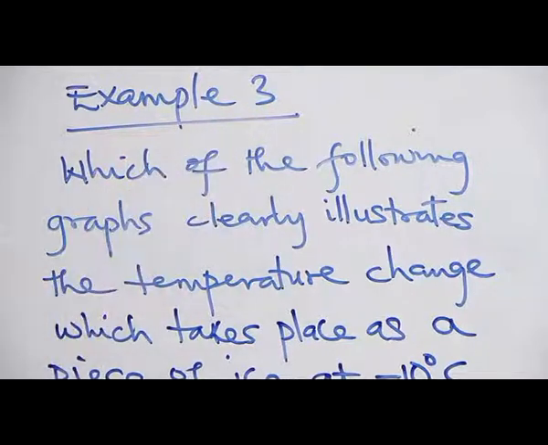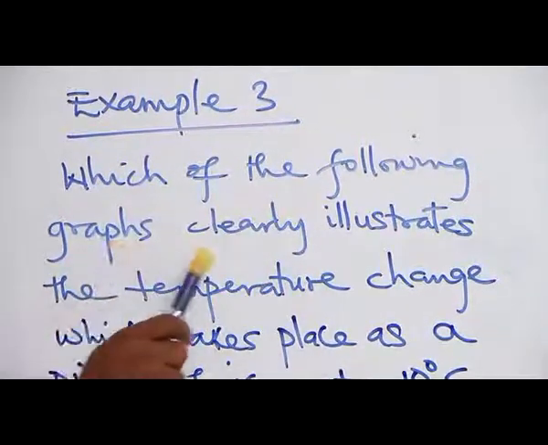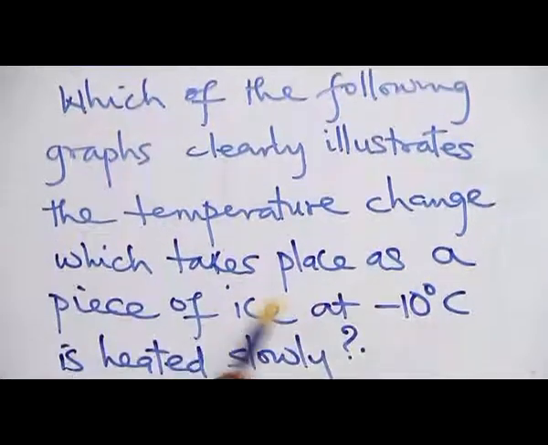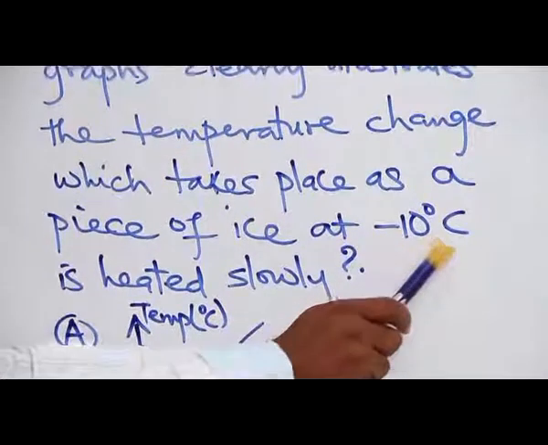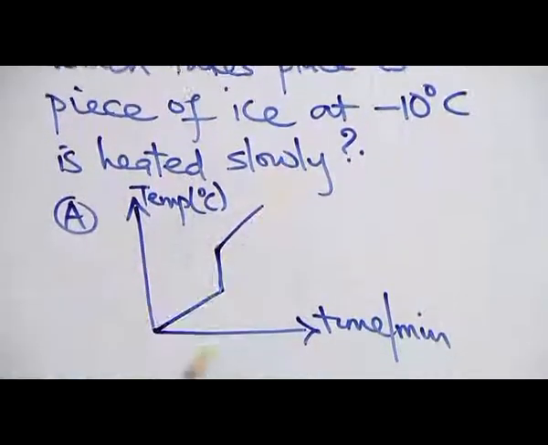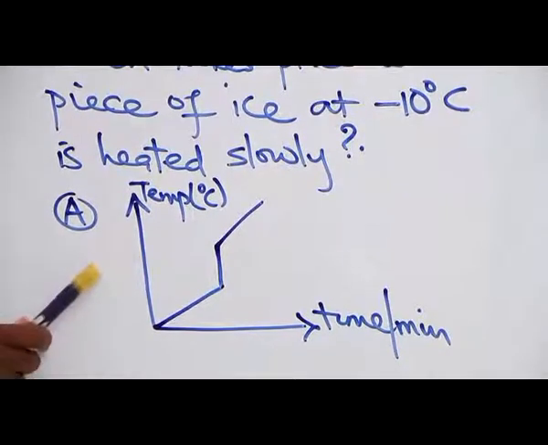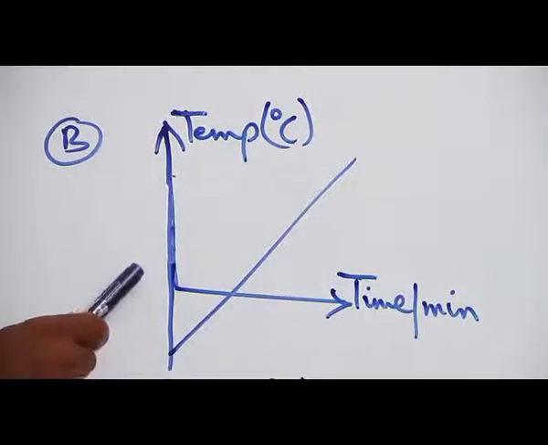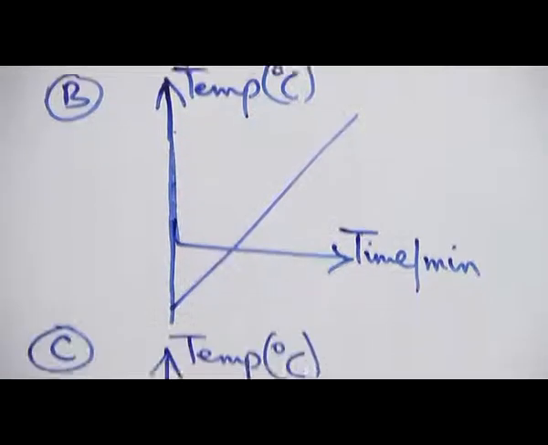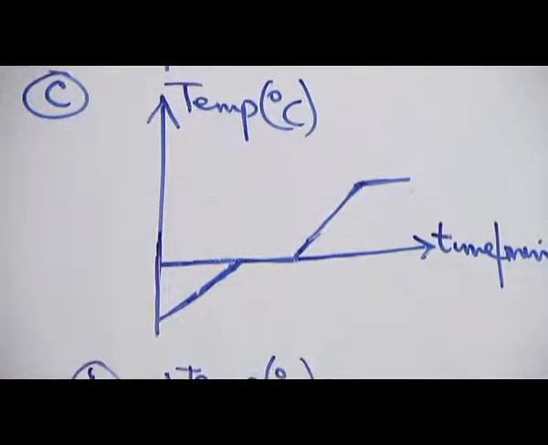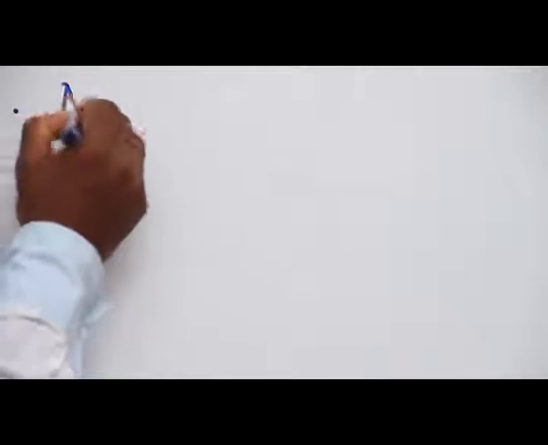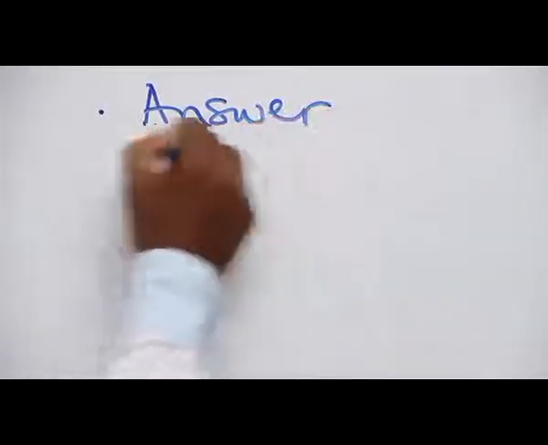Example 3. Which of the following graphs clearly illustrates the temperature change which takes place as a piece of ice at minus 10 degrees Celsius is heated slowly? You have the option A, we've seen the graph. Option B is also indicated here, the temperature time graph. Option C is shown, and option D is shown. The answer to example 3 is as follows.